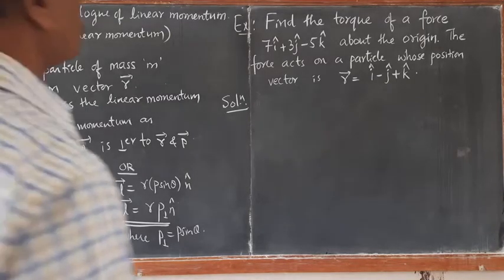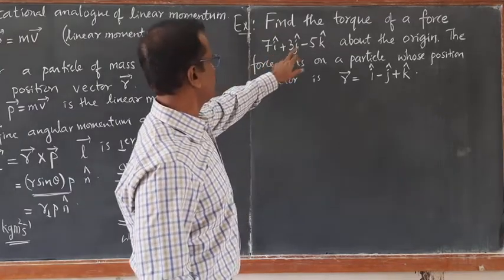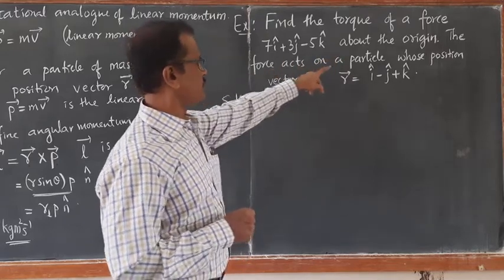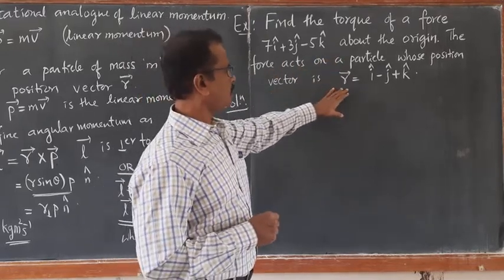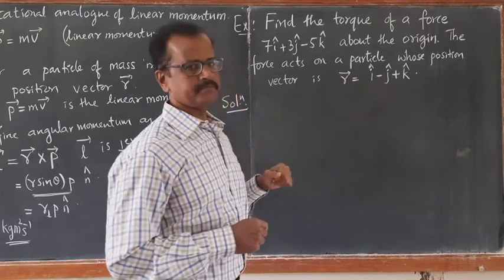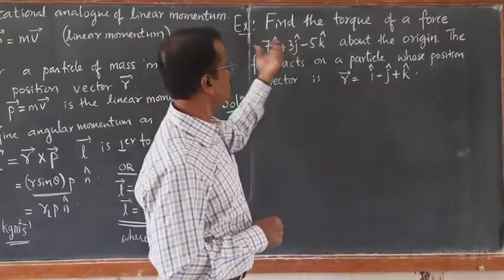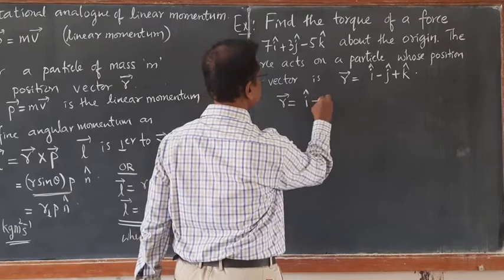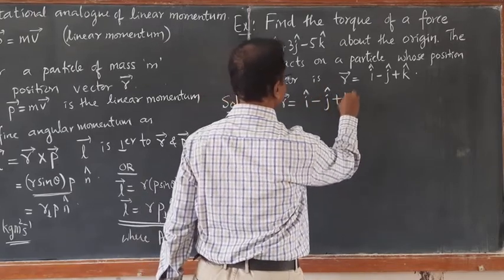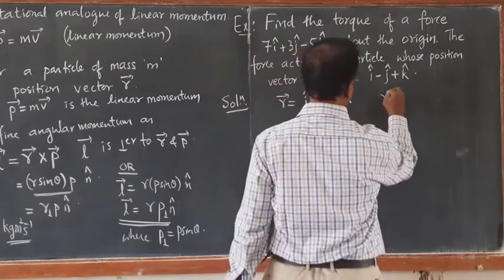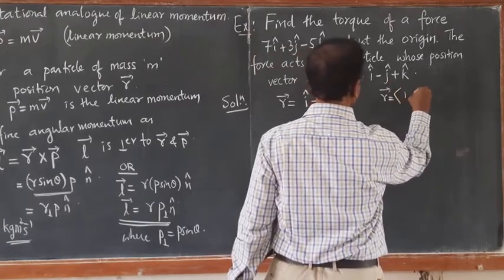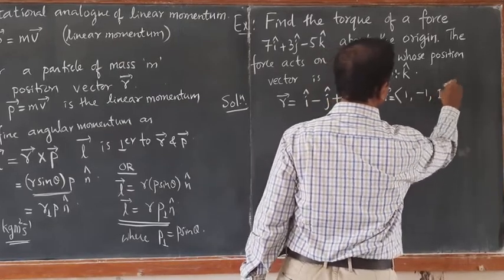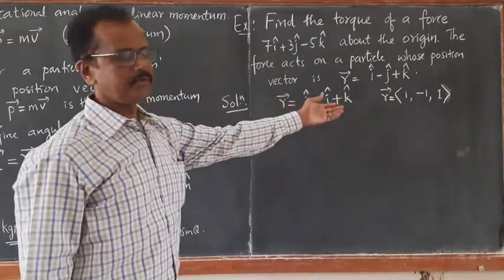Find the torque of a force 7i plus 3j minus 5k acting about the origin when the force acts on a particle whose position vector is r equal to i minus j plus k. So position vector r is given and force vector F is given. Given, r vector is equal to i minus j plus k. So the r components are 1, minus 1, plus 1. These are the components of the position vector.